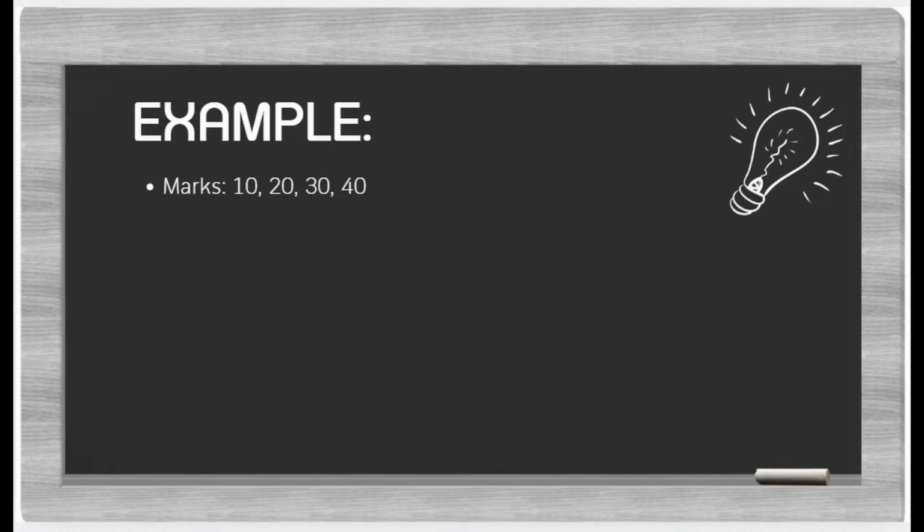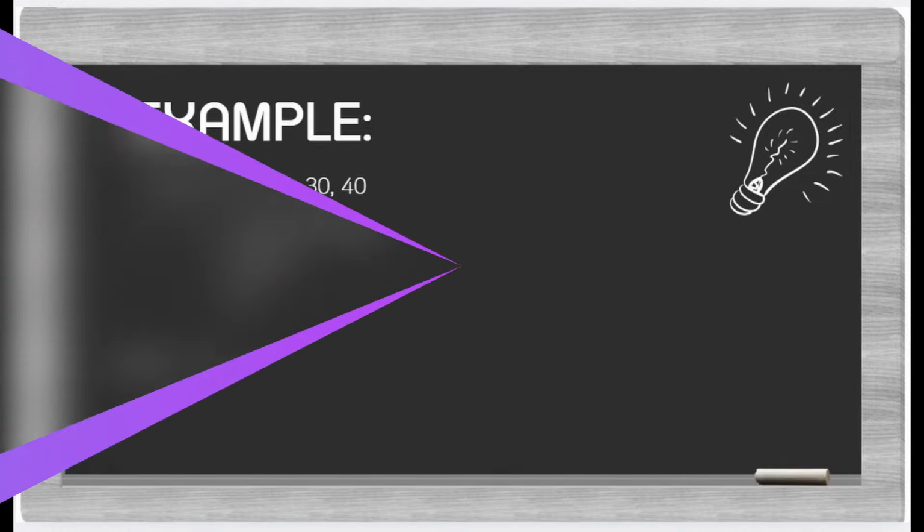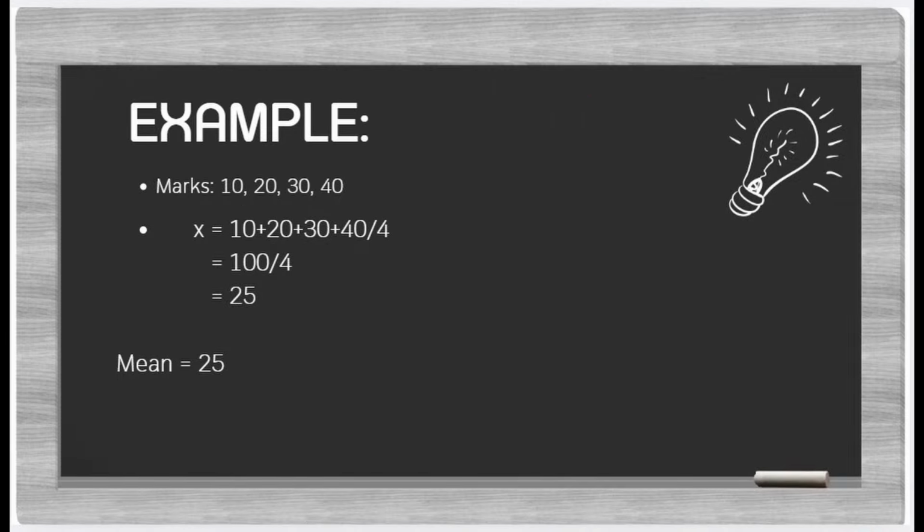Example, if we have marks of 10, 20, 30, and 40, we add them, 10 plus 20 plus 30 plus 40, to get 100. Since there are 4 values, we divide 100 by 4, giving us a mean of 25.